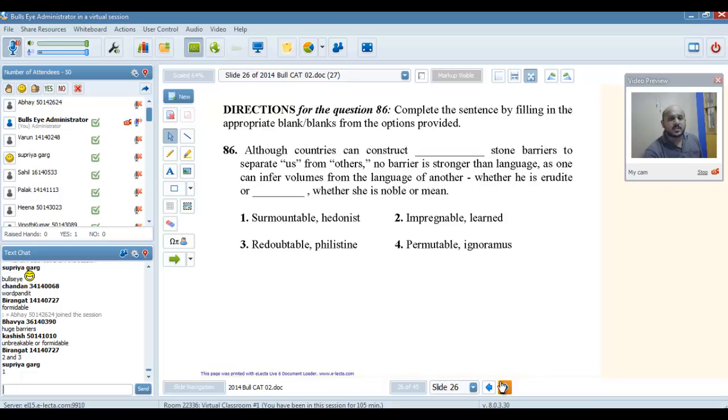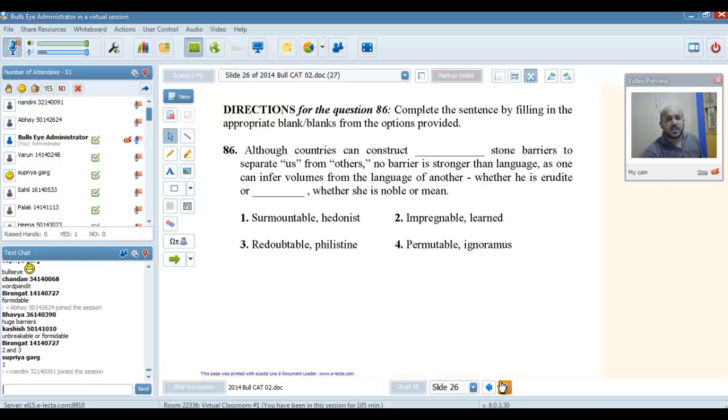Now you go to the second part, whether he is erudite or dash. Now as soon as you use or, you need a contradiction for erudite. Erudite is someone who is wise. What is the opposite of wise? Someone who is an anti-intellectual. Who is an anti-intellectual? A Philistine is an anti-intellectual. So that is why it is option number 3. Learned is simply a repetition of erudite, so it cannot be used in this blank. That is why we use redoubtable and Philistine in this case.